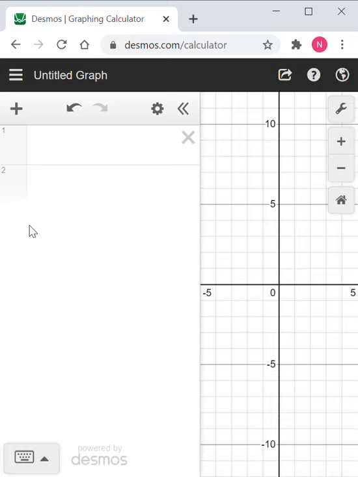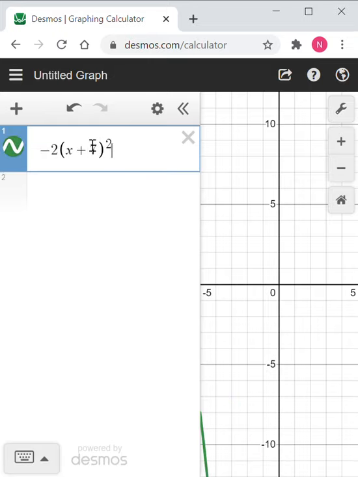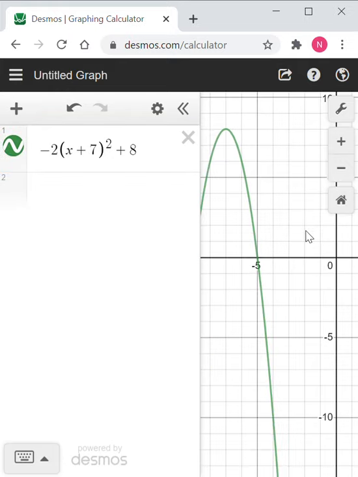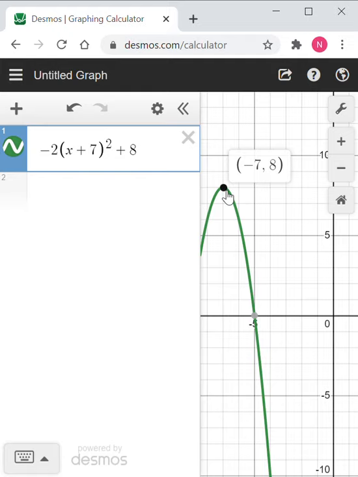So if we look at this first example, we know that it's in vertex form. We've got those parentheses, and so if we type in -2(x + 7) squared plus 8, we've got a parabola over there, and we find that my vertex is (-7, 8). So you can find that on Desmos by graphing it, and you can also use your formula.